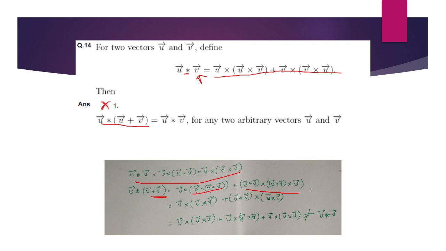And u plus v with the same thing over here. This is the vector v, I think. No, this is u. Sorry, my bad. This is the vector u over here. So therefore, u cross u is nothing but 0 and u cross v cross u is nothing but v cross u. So by expanding, you get u cross v plus v cross u, which is obviously not equal to this because this term is an extra term, and hence this is the wrong option.